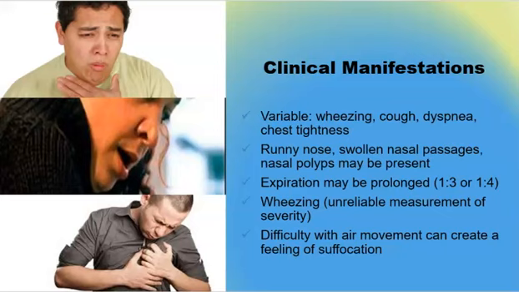So let's talk about asthma manifestations. I know you guys probably know this, but I'm going to review it with you anyway. They can be variable: wheezing, cough, dyspnea, chest tightness, runny nose, swollen nasal passages. You also may have nasal polyps. Remember, that's one of the 3 of the triad. Expiration may be prolonged. They could have wheezing, difficulty moving air, and create a feeling of suffocation.